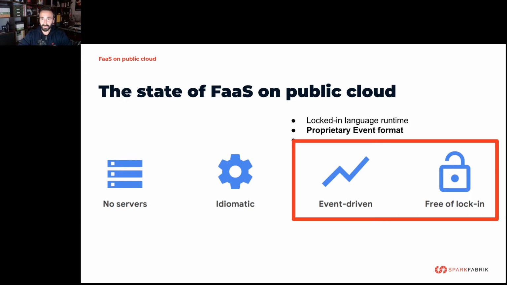Another two big problems I see are the locked-in language runtimes, which means that I cannot extend or modify the runtime that we run my functions. But some vendors like AWS allow you to do this using layers, but generally speaking you can't. The other one, the biggest one to me, is the format of the event interchange between the cloud services, which is most of the time a proprietary format, which also lands us into the lock-in arena.